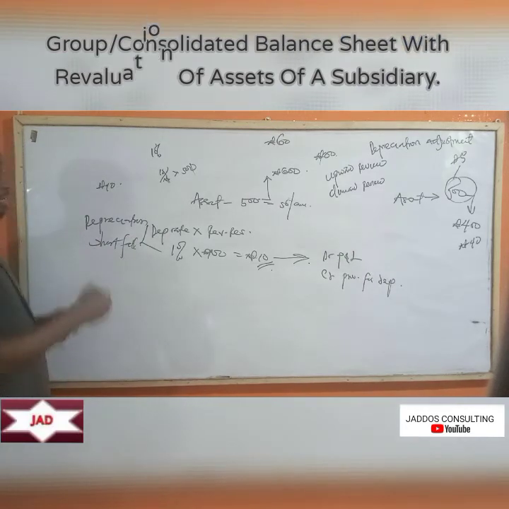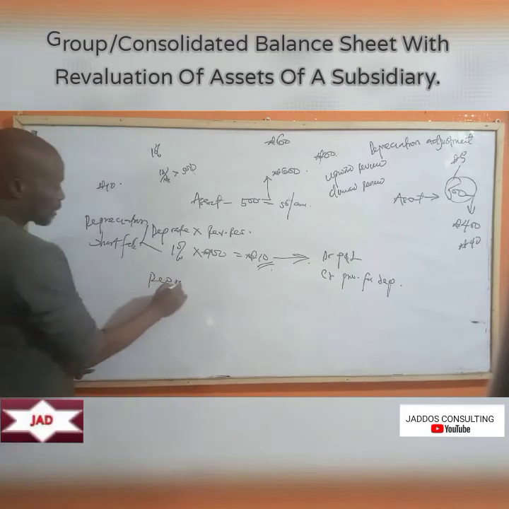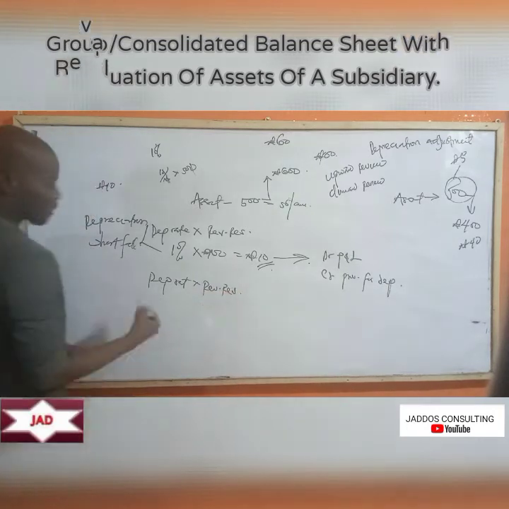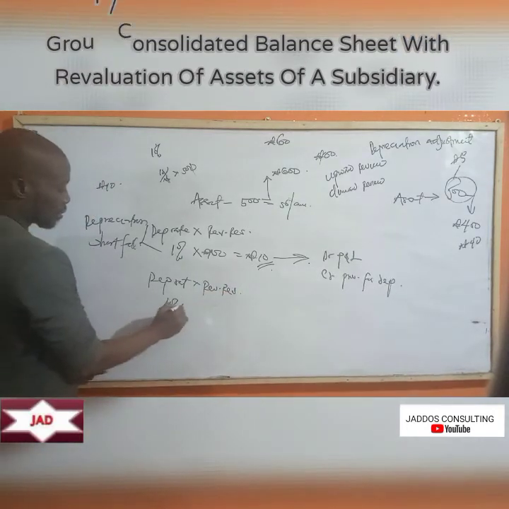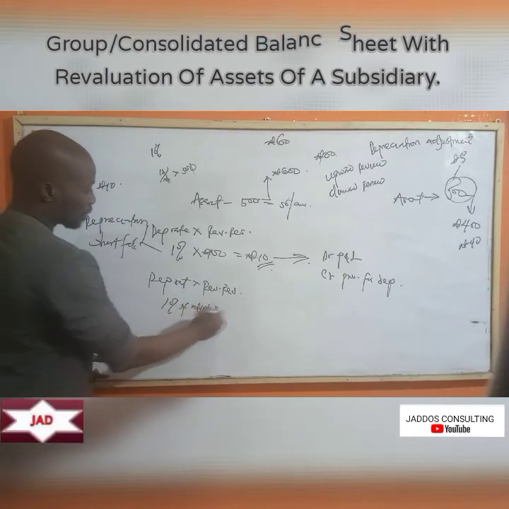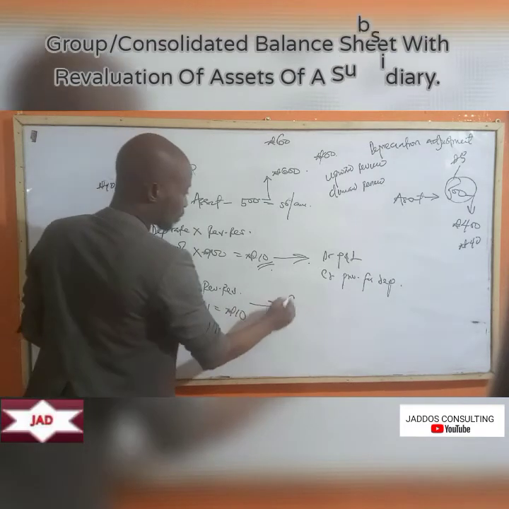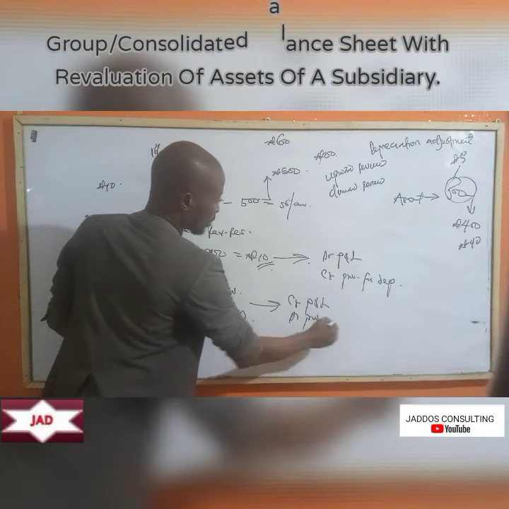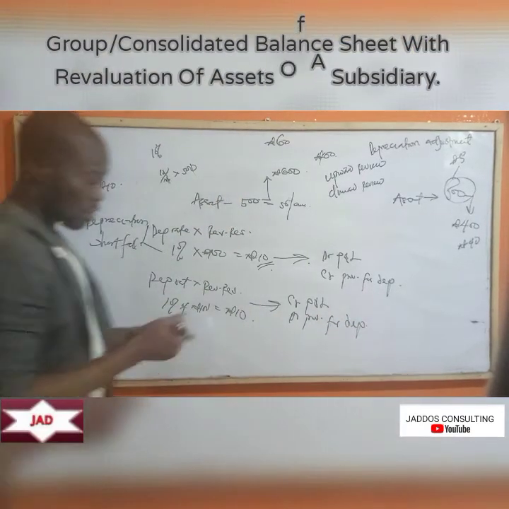Now, if you have a depreciation excess, it's still depreciation rate times revaluation reserve. Of course, in this case, it is still 10% of 100 naira, which is 10 naira. So what do you do in this case? It will now be credit P and L and debit provision for depreciation.